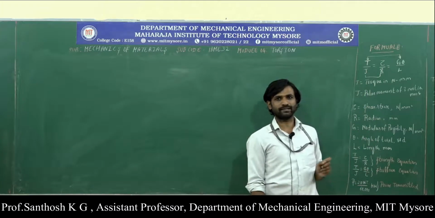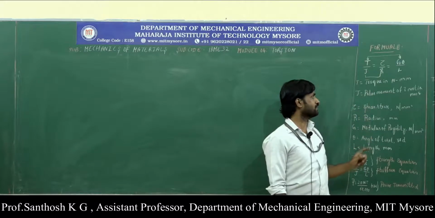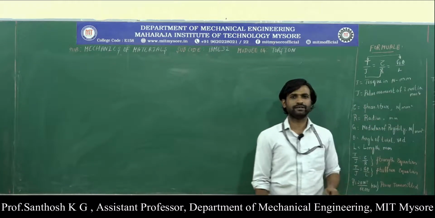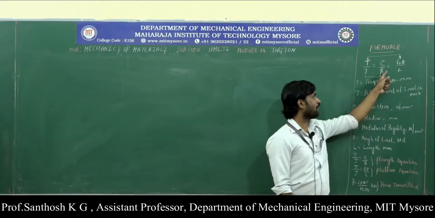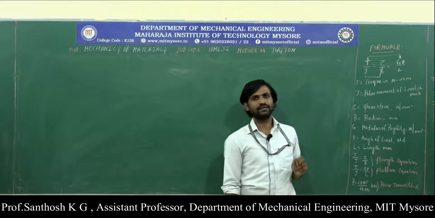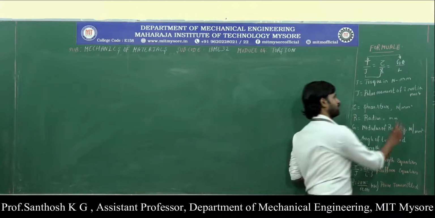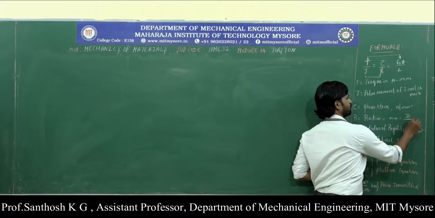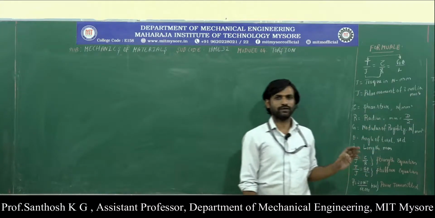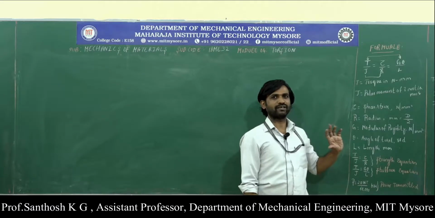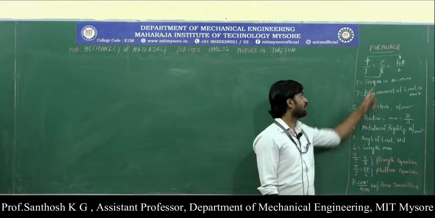Tau represents the shear stress that will be induced in the shaft and it will be in terms of Newton per millimeter square. R represents the radius of the shaft and it will be equal to diameter of the shaft divided by 2 if the given member has a solid circular cross section.